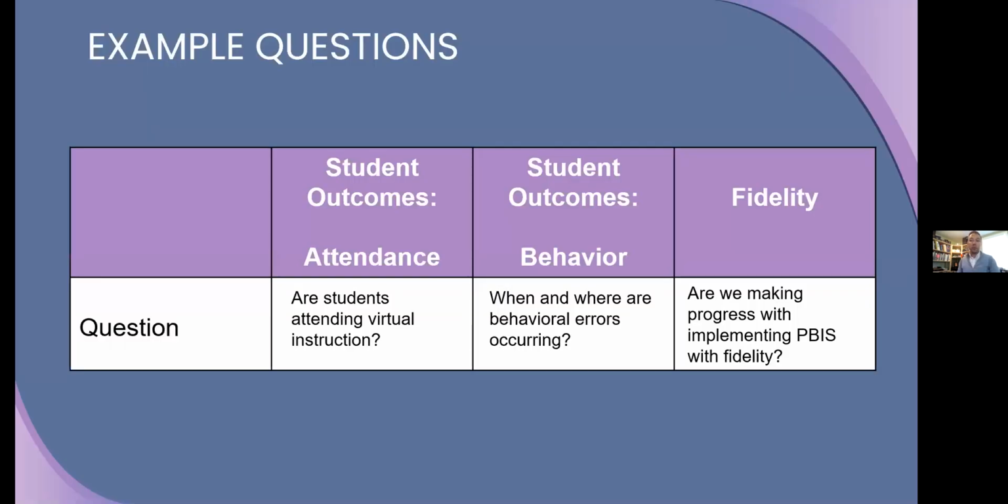Here are some questions that a school may ask to evaluate the impact of their PBIS efforts. This particular school focused on the student outcomes of attendance and behavior. So for attendance, they asked the question, are students attending virtual instruction? For behavior, they asked when and where are behavioral errors occurring? And for fidelity, more broadly, they were asking, are we making progress with implementing PBIS with fidelity? We'll keep building on this example as we walk through the steps of evaluating and monitoring PBIS.